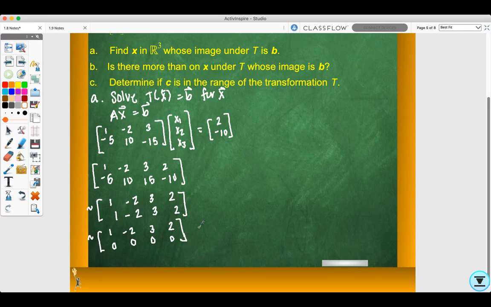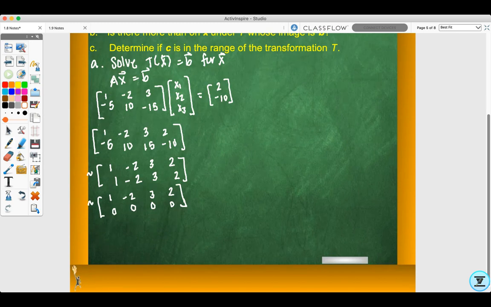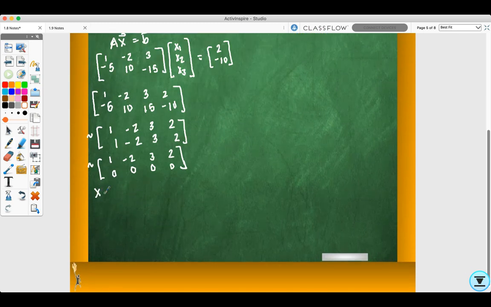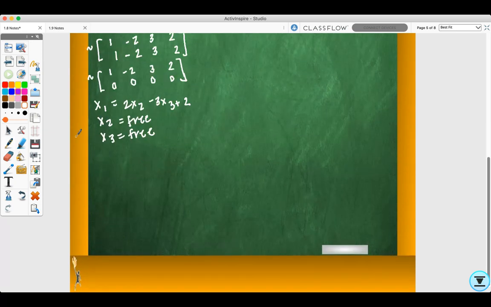So my system of equations would be x1 equals 2x2 minus 3x3 plus 2. x2 is free. x3 is free. So then I would have X equals 2x2 minus 3x3 plus 2, and then x2, x3.